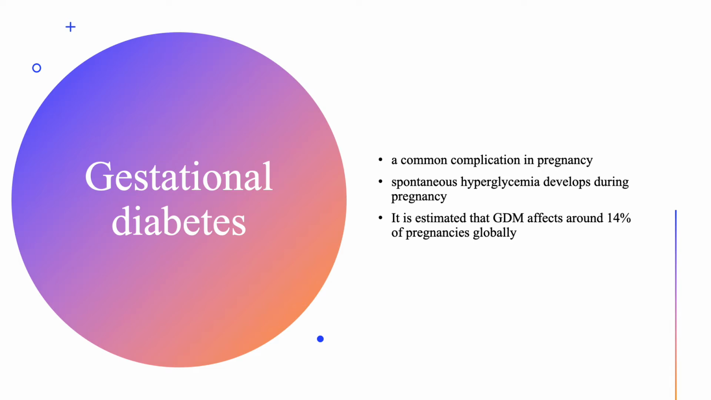Gestational diabetes is a common complication in pregnancy. Spontaneous hyperglycemia develops during pregnancy. It is estimated that gestational diabetes affects around 14% of pregnancies globally. It usually occurs between weeks 20 and 30 of pregnancy.